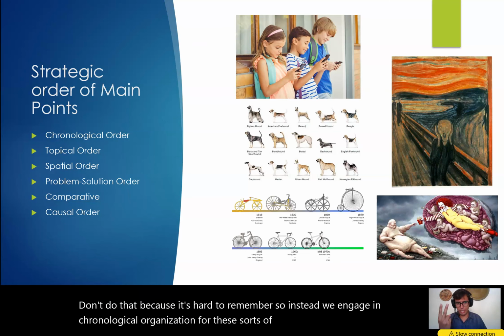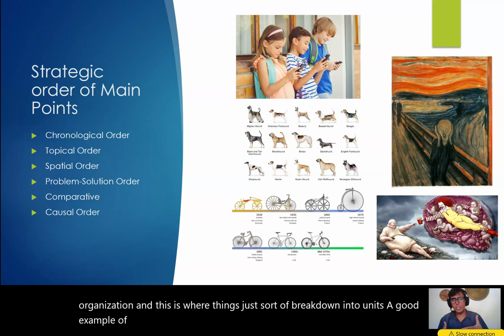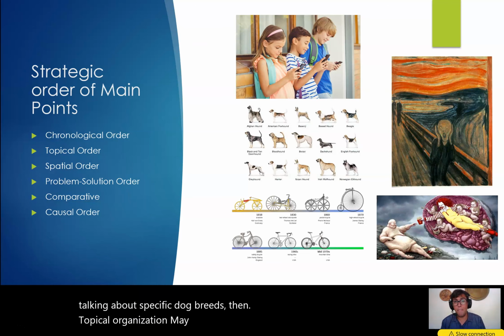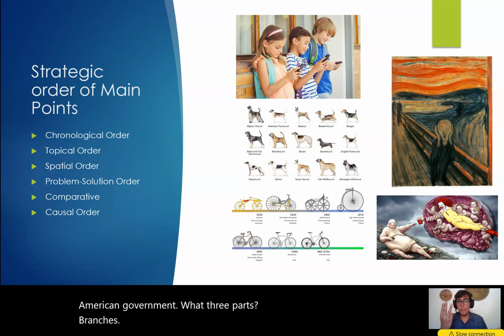We also have topical organization, and this is where things just sort of break down into units. A good example of this could be dogs. There are certain breeds of dogs, so if you are talking about specific dog breeds, then topical organization may work. Another good example of this could be American government. What three parts, branches, does the American government fall into? Exactly. Executive, legislative, and judicial. So they just sort of break down in that way, and that can be used.